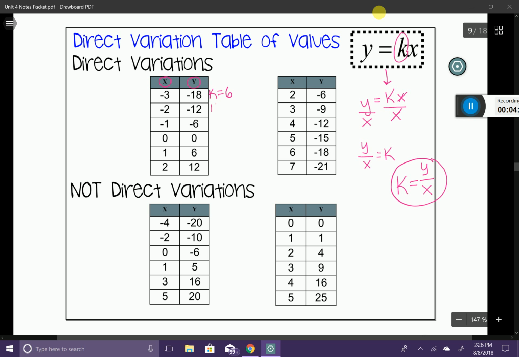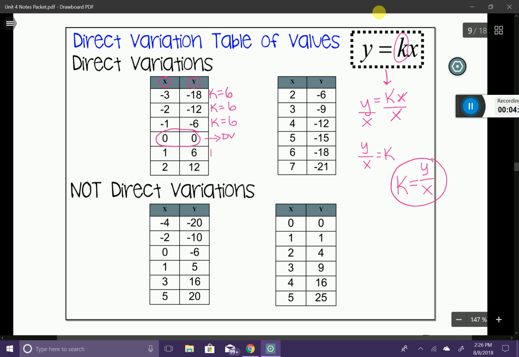-12 divided by -2 is going to give me 6. And I'm just going to continue on, and you can see that they're all 6, except for this one right here. You can see for this one, it's 0, 0. And we know 0 divided by 0 is not going to be 6. But we do know that this creates a direct variation.